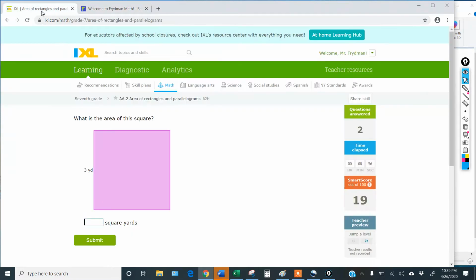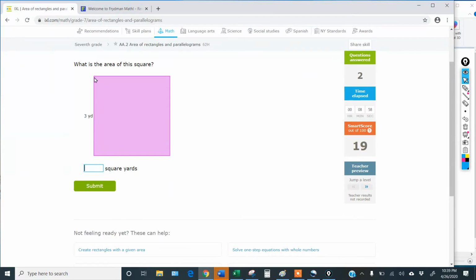But the formula is going to be the same. It's just going to be base times height. So we know here that the height is 3 yards. That's what they told us right over here. The height is 3 yards. And they did not tell us what the base was. So how are we supposed to answer this question? Well, we know that it's a square. And in a square, all of the sides are the same. So if this is 3 yards from here to here, then this from here to here must also be 3 yards. Right?